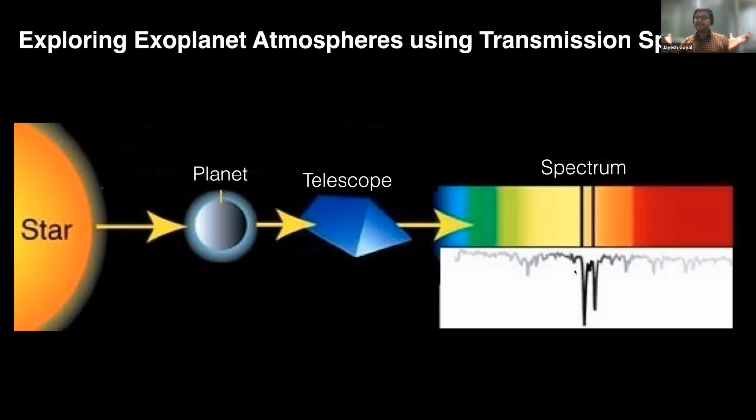So this is essentially what we do, and this is called transmission spectroscopy, and the spectrum that we obtain is called a transmission spectrum. You get radiation from the host star going through the planet's atmosphere. You detect it using a telescope, separate it into different wavelengths, and then obtain the spectrum.